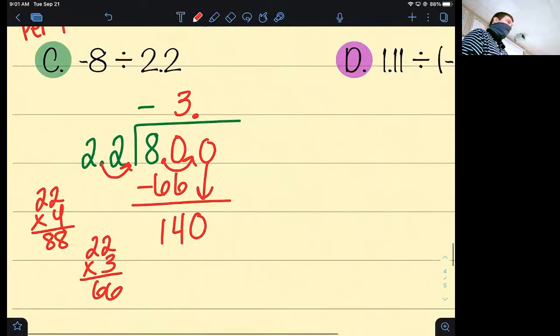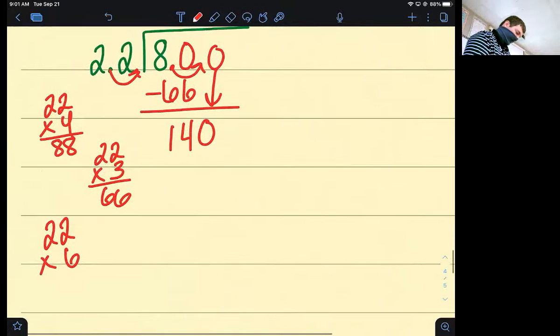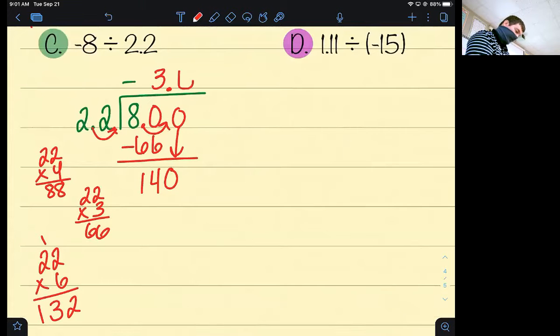Guesses as to how many times 22 goes into 140? 6 times. 6 times 2 is 12. Carry the 1. 6 times 2 is 12. Plus 1 is 13. So yeah, I agree. We'll put the 6 right there. This is 132. Subtract. I'm going to get 8 because 32 is 8 away from 40. I'm going to drop down the 0.